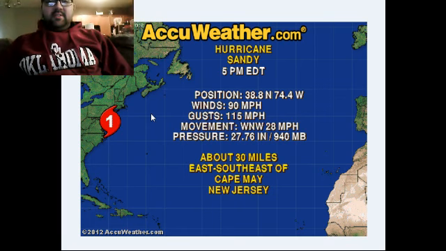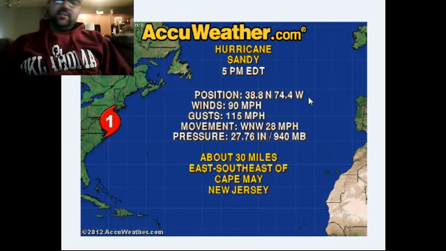We are looking at Hurricane Sandy now that we've been watching over the past several days. This was as of the 5 p.m. update. Position was at 38.8 north and 74.4 west. Winds were sustained at 90 miles per hour with gusts of 115 miles per hour. Movement was west northwest at 28 miles per hour, and our pressure was at an amazing 940 millibars, and we'll talk about that in a second. But we actually had some reports out of New York of winds sustained at 100 miles per hour in some places. So we are getting some localized higher winds across the East Coast.